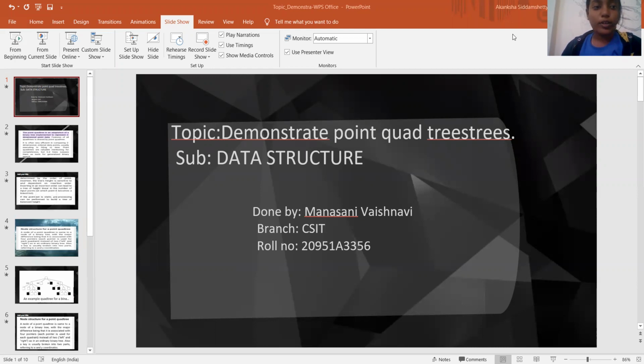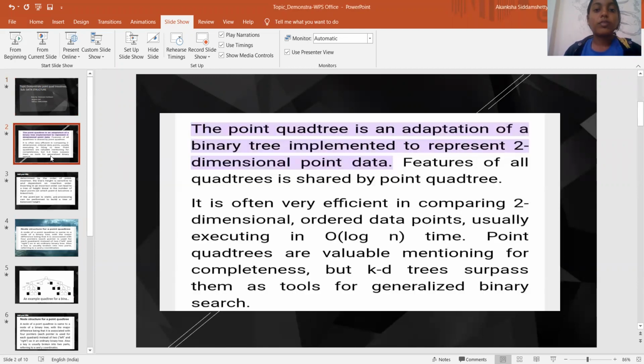Now let us discuss that. The point quadtree is an adaptation of a binary tree implemented to represent two-dimensional point data. Usually this quadtree is implemented to represent two-dimensional data.